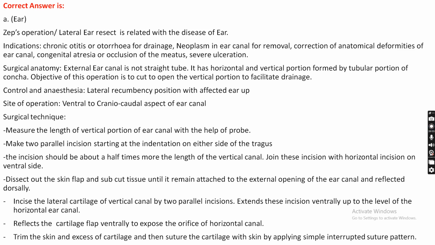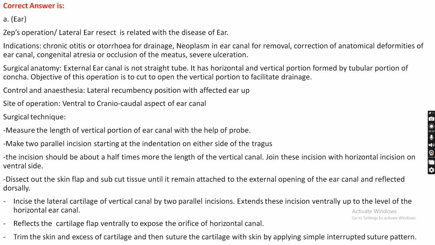At first we have to calculate the length of the vertical portion of the ear with the help of a probe. Okay. And now we have to make two parallel incisions starting on either side of the tragus. Okay. And the incision should be about half times more in length as compared to the vertical canal. Okay. And we have to join these incisions with a horizontal incision on the ventral side.